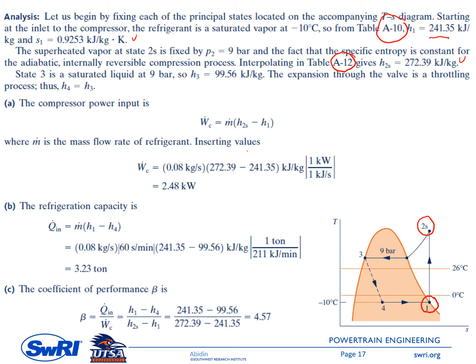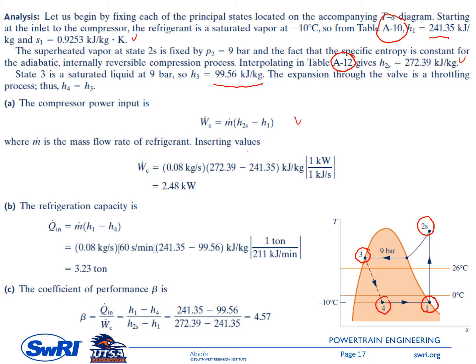272.39 kilojoule per kilogram. And then state 3, this is saturated liquid at 9 bar, so you use a pressure table. Look at pressure 9 bar, and then Hf. So Hf here is 99.56 kilojoule per kilogram, and then H4 equal to H3, so it is 99.56 kilojoule per kilogram. Once we complete fixing these properties, then we can start answering the question.